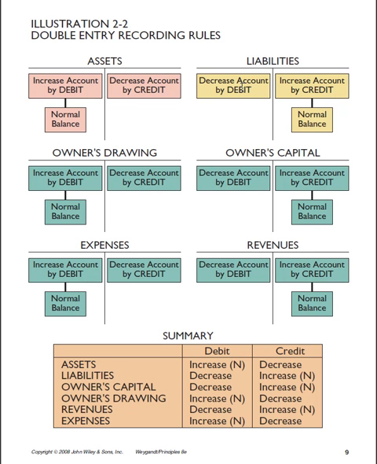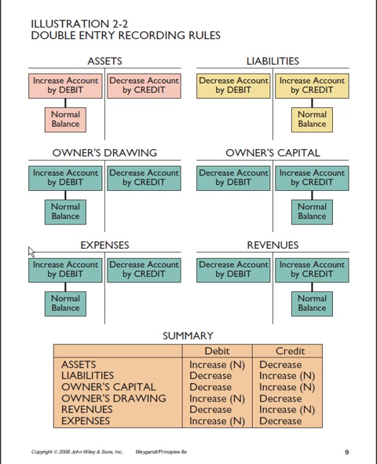Liabilities is going to be the opposite. We decrease liabilities with a debit, and we increase liabilities with a credit. Therefore, normal balance is a credit. Drawing account, owner's drawing. Basically, we take money out. The owner takes the money out for personal use. We increase that owner's drawing account by a debit, and that's going to be the normal balance. We decrease that by a credit. Owner's capital account is the actual opposite of drawing, where the normal balance is the credit. Expenses, normal balance is a debit. Revenues, normal balance is a credit.